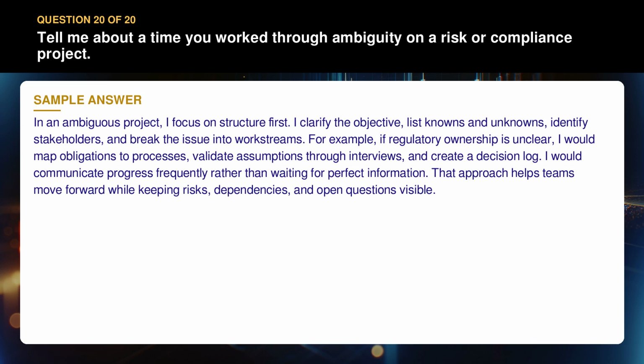In an ambiguous project, I focus on structure first. I clarify the objective, list knowns and unknowns, identify stakeholders, and break the issue into work streams. For example, if regulatory ownership is unclear, I would map obligations to processes, validate assumptions through interviews, and create a decision log. I would communicate progress frequently rather than waiting for perfect information. That approach helps teams move forward while keeping risks, dependencies, and open questions visible.